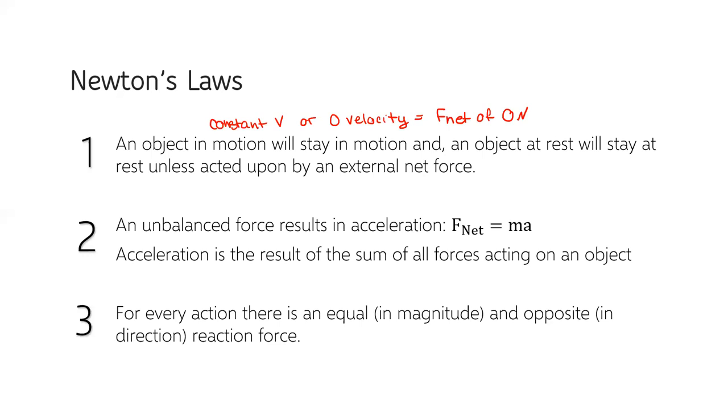An example of that would be an object sitting on a table. If you have an object on a table, gravity pulls it down, but the table pushes up. Those are equal and opposite reaction forces there. Because they're balanced, the object is stationary.